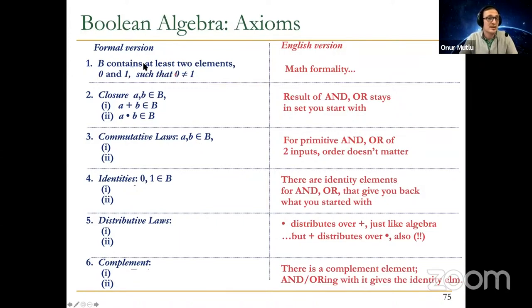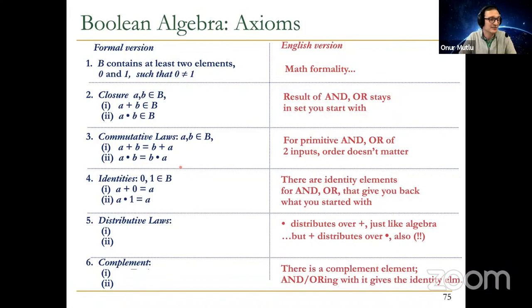So basically, there's a formal version. There are two sets of elements, 0 and 1. 0 is not equal to 1. Closure: the result of AND and OR always stays in the set 0 or 1. There are commutative laws, as you can see over here. A or B is the same as B or A. A and B is the same as B and A.